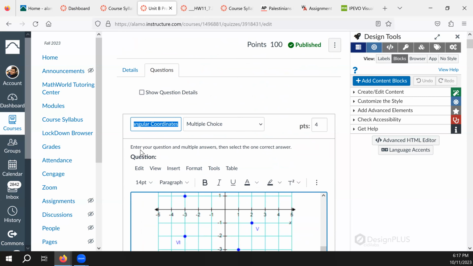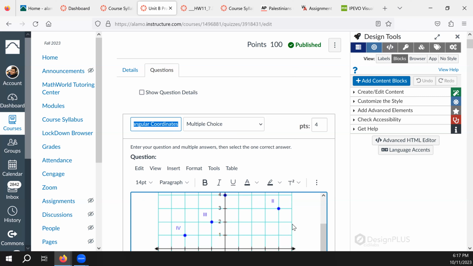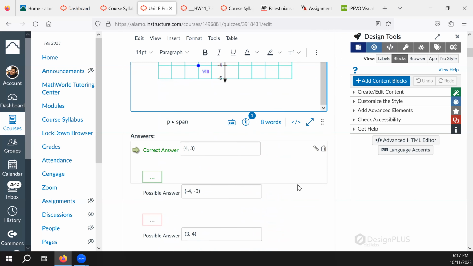What are they asking? Enter your multiple choice with the correct answer. Oh, I see. So they want you to find the point that's labeled two and just write it down. So I don't think we need to spend time on that. Let's keep going.